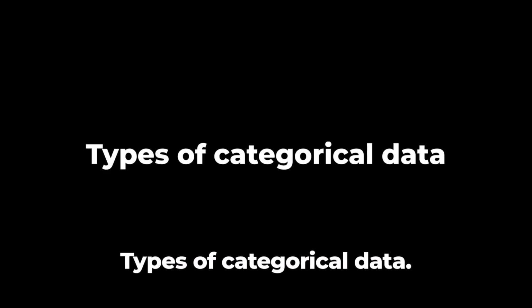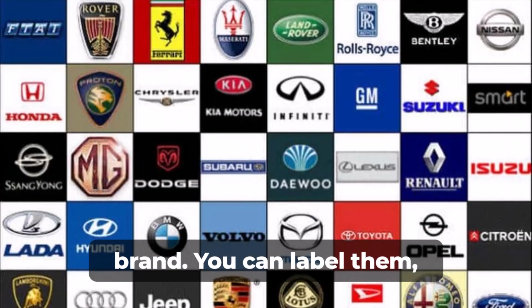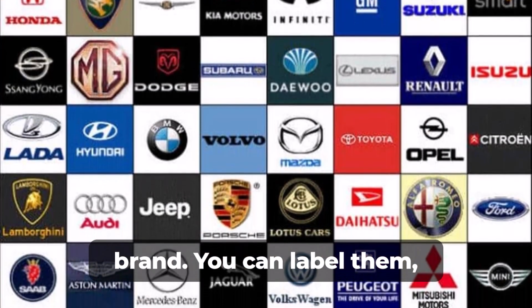Types of categorical data. There are two subtypes. First of all, nominal data. Categories with no natural order, such as hair color, country of birth, or car brand. You can label them, but red isn't greater than blue.